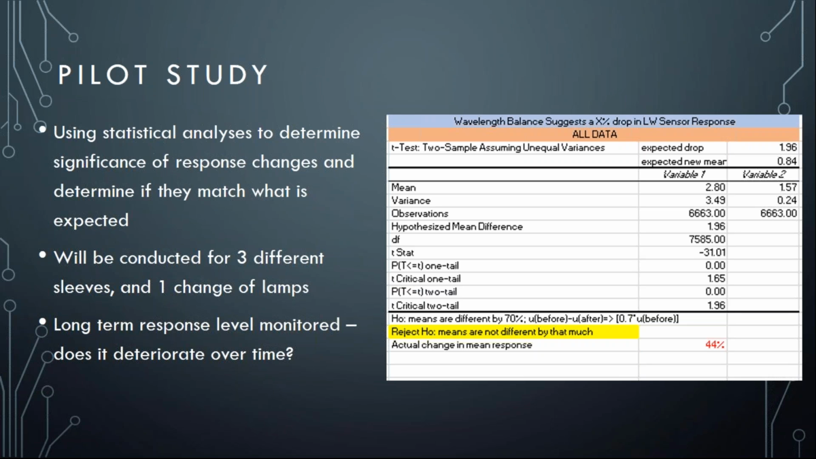And this is also going to be done for 3 different sleeve changes and a change of lamps too, to see if newer lamps produce a higher response rate in those sensors. And also looking at the long-term response level too. Are they accurate for a long period of time? Because that's very important if you're going to be validating these UV units for other systems.